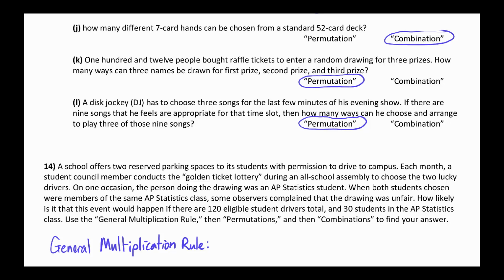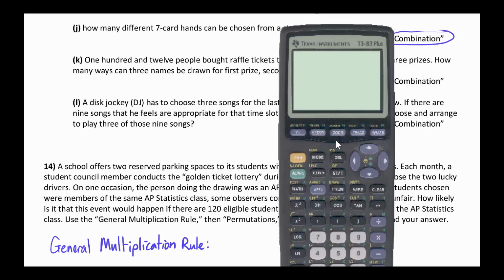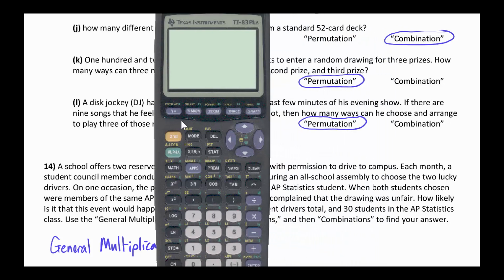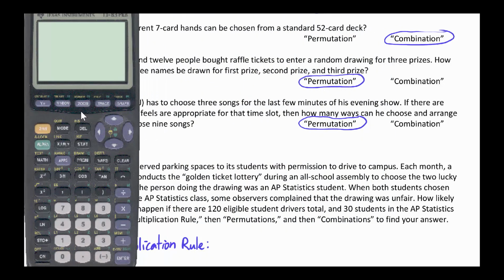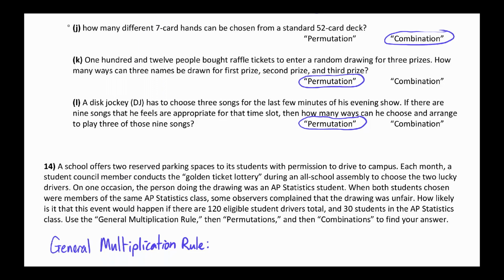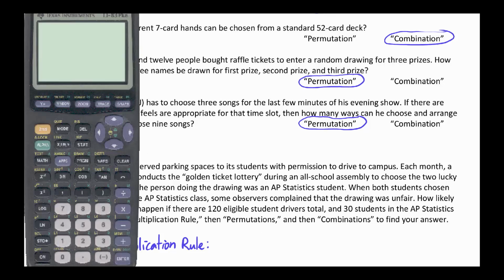Now I want to point out to you that there is a way to do this entirely on your calculator, which is pretty nice. For example, in the notes, part J: how many different 7-card hands can be chosen from a standard 52-card deck? You could figure that out by using the math and the formulas that we did, or you can use your calculator, and this is really why a graphing calculator is beneficial. All we have to do is figure out if it's a combination or a permutation. Does the order matter, meaning it's a permutation, or does the order not matter, meaning it's a combination?